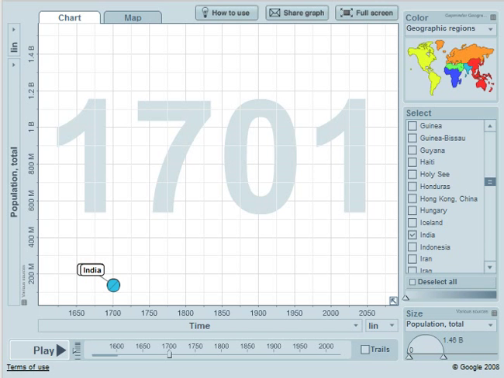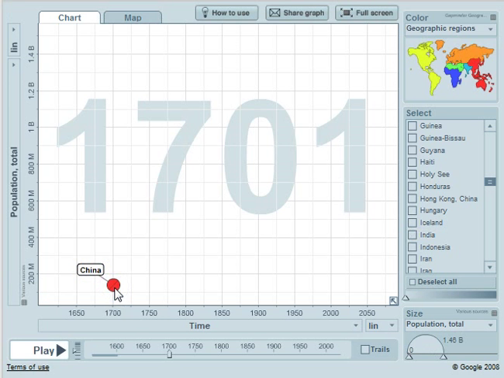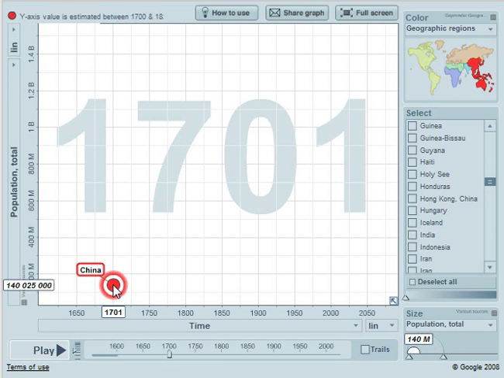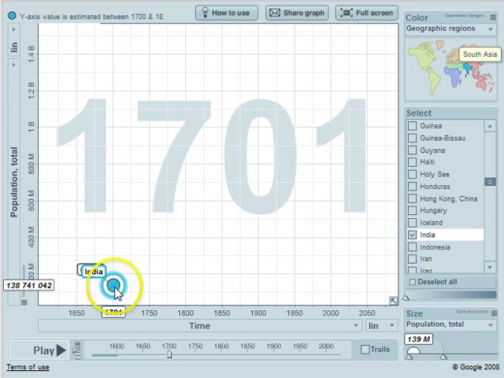The reason why I started this analysis of population in the year 1700 is because this is the year where China and India are equal. China has a population of 140 million in 1701, and India has a population of virtually the same, 139 million.